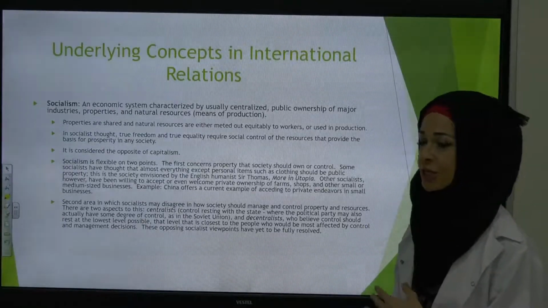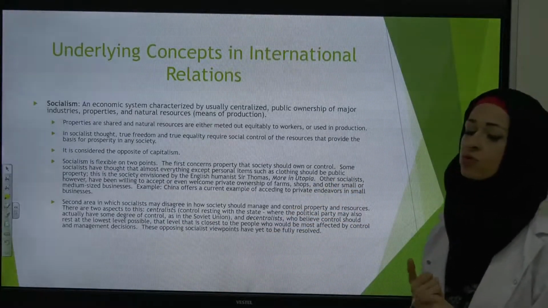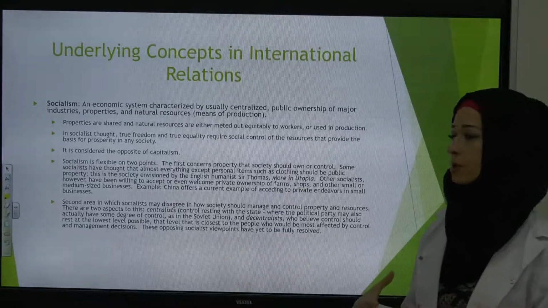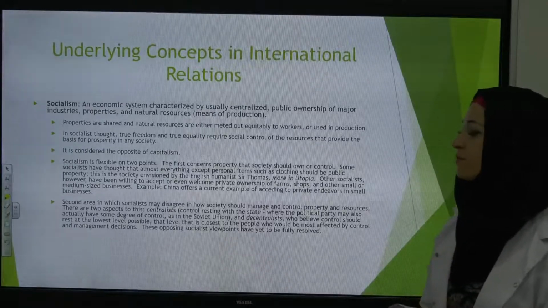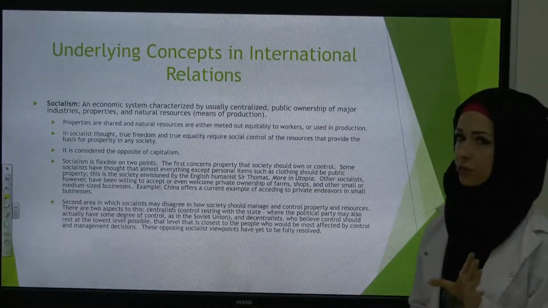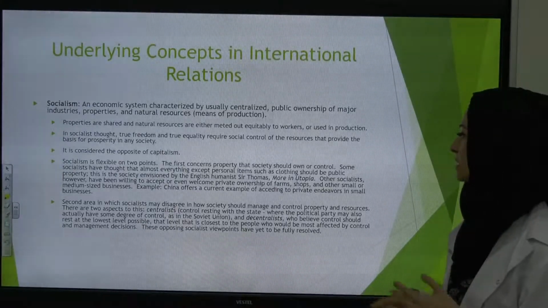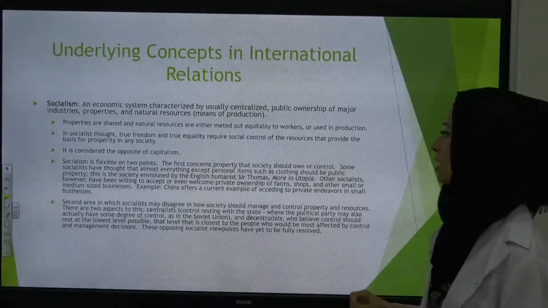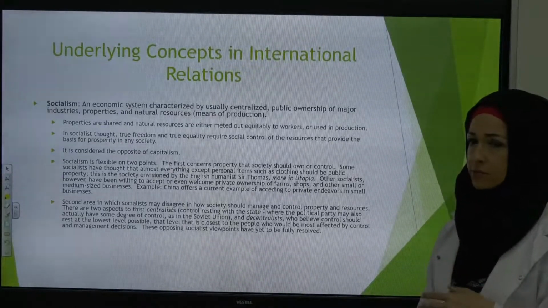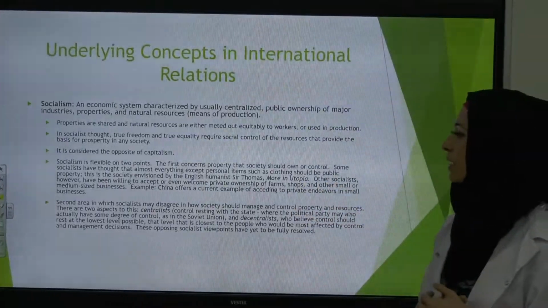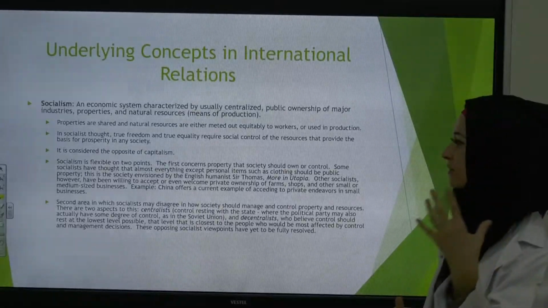Socialism, by definition, is considered the opposite of capitalism. The United States would be an example of a capitalist society. Now, socialism is flexible on 2 points that we need to recognize. The first concerns the property that society should own or control. Some socialists have thought that almost everything except personal items such as clothing should be public property. Now, that is an extreme. It's closer to the idea of communism.